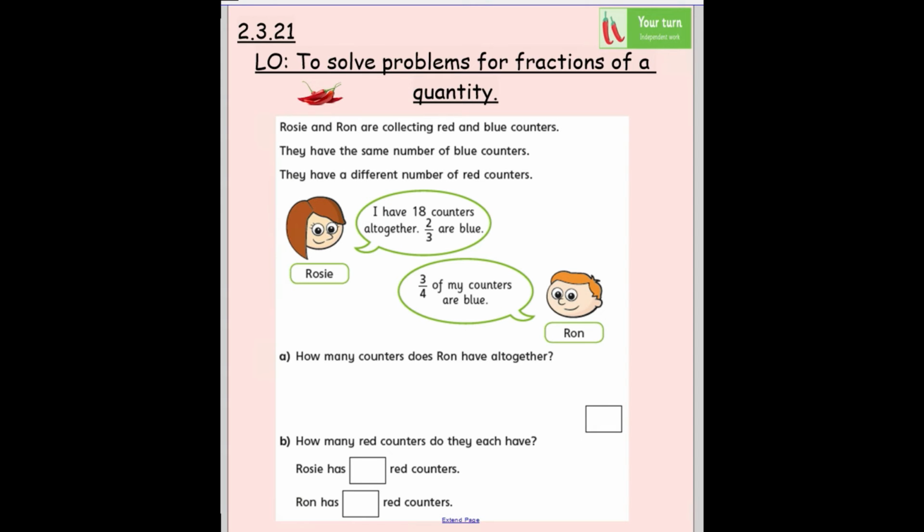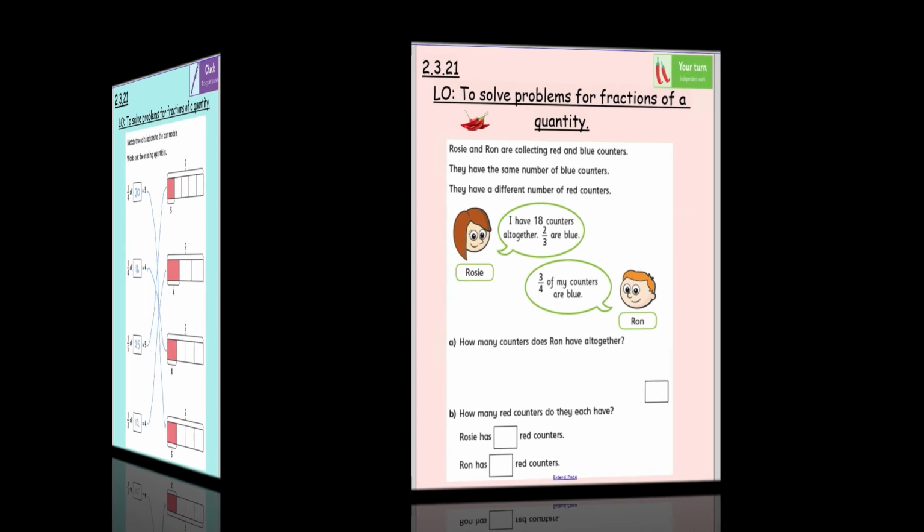This question is for chili 3. Rosie and Ron are collecting red and blue counters. They have the same number of blue counters. They have a different number of red counters. Rosie says, I have 18 counters altogether. 2/3 are blue. Ron says, 3/4 of my counters are blue. How many counters does Ron have altogether? How many red counters do they each have? And complete those sentences there. Use bar models to help you. Pause the video and have a go now.